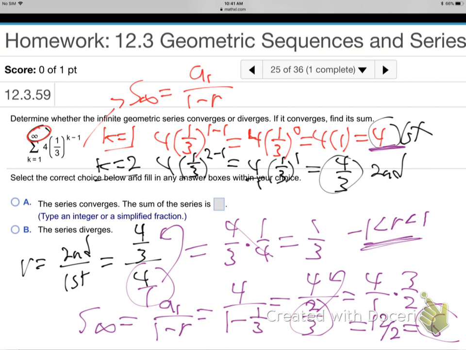Good on that. That's how you handle the sigma notation. So whenever they give us that sigma notation, we just crank out the first two terms and everything else flows from that, right? I just find k equals 1, k equals 2. Then I can get my r and I can do everything from there. Okay. So good. These aren't bad. We'll be able to do these.